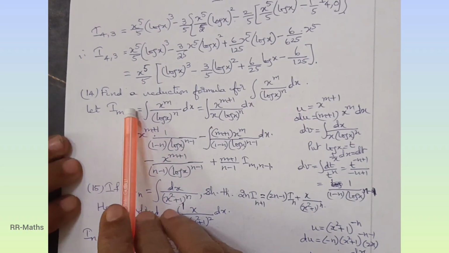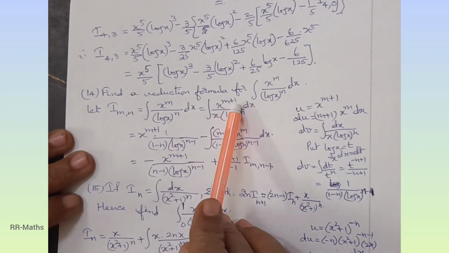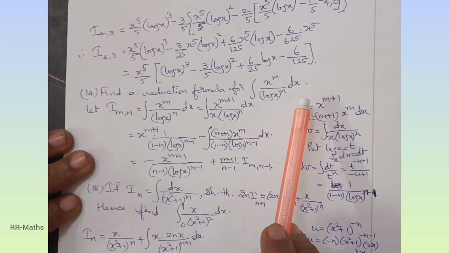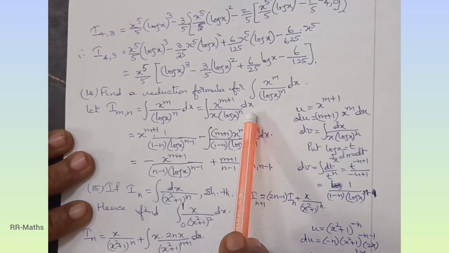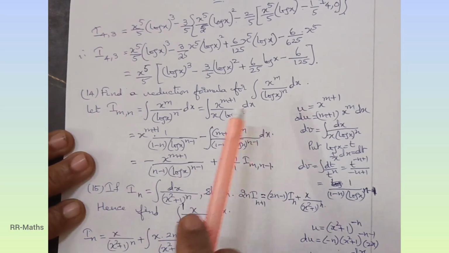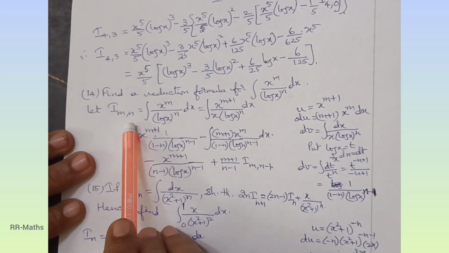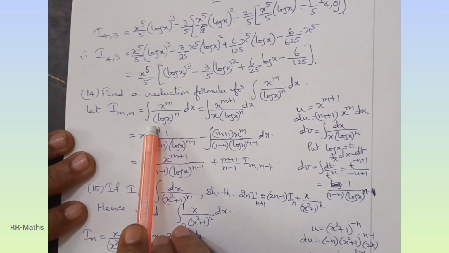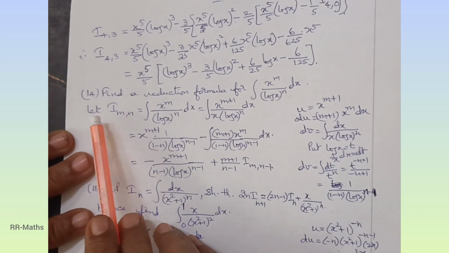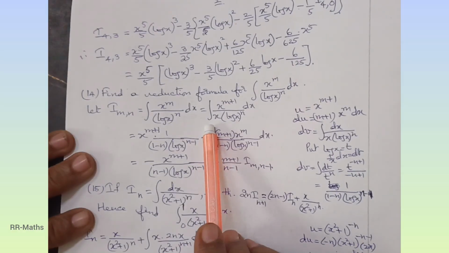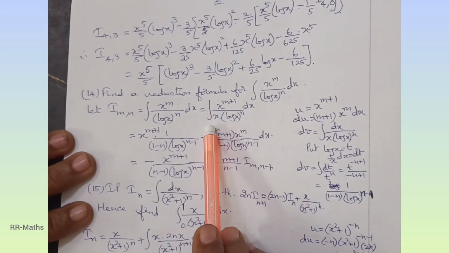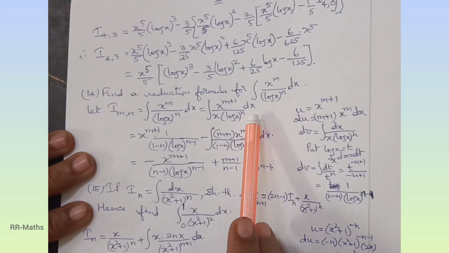The next problem that I take is: find the reduction formula for the integral of x^m divided by (log x)^n dx. So now I am having a log x in the denominator. To simplify this, I call this I(m,n), and I am going to multiply my numerator and denominator with an x. So I(m,n) becomes the integral of x^(m+1) divided by x into (log x)^n dx.